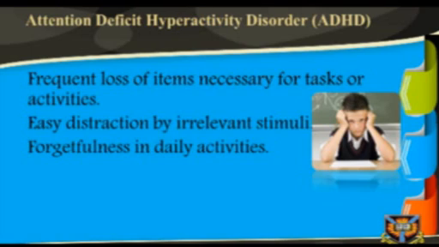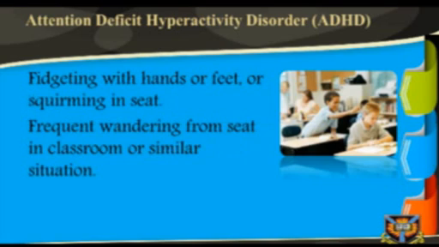B. At least 6 of the following symptoms of hyperactivity and impulsivity persisting for at least 6 months to a degree that is maladaptive and inconsistent with developmental level. A. Fidgeting with hands or feet, or squirming in seat. B. Frequent wandering from seat in classroom or similar situation. C. Frequent running about or climbing excessively in situations in which it is inappropriate. D. Frequent difficulty in playing or engaging in leisure activities quietly.